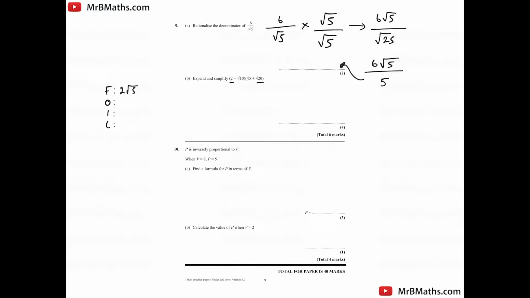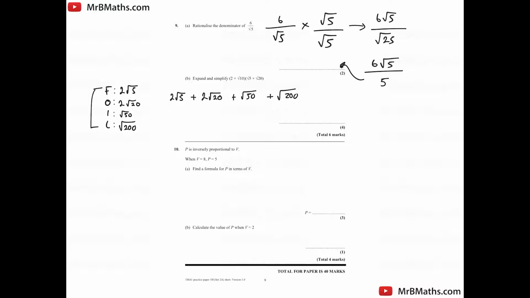would be this one and this one, so that would be 2 root 20. The inside would be root 10 times root 5, so that would be root 50. And the last would be root 10 times root 20, which would be root 200. We then put all of this together, so we have 2 root 5 plus 2 root 20 plus root 50 plus root 200.